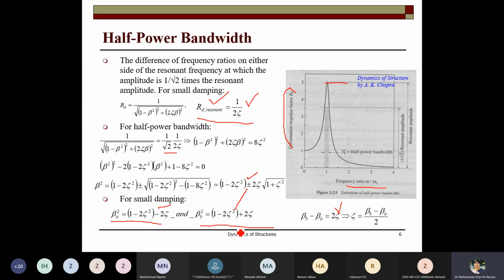इसको जब आप subtract करते हैं, and you can say that the zeta is equal to (beta b minus beta a) over 2. What is beta b and beta a? That is the frequency at this. Let's say the total frequency was beta. You take 1/2 अंडर रूट, इसका 1/2 अंडर रूट आप ले लें and draw the line. Here the two values will come. This is beta a, this is beta b. So taking the difference of that divided by 2, it gives you the damping ratio. So this is called as half power bandwidth.